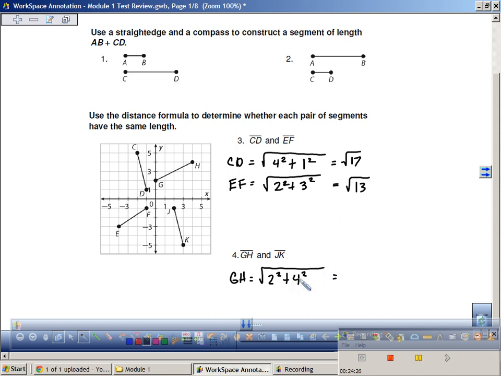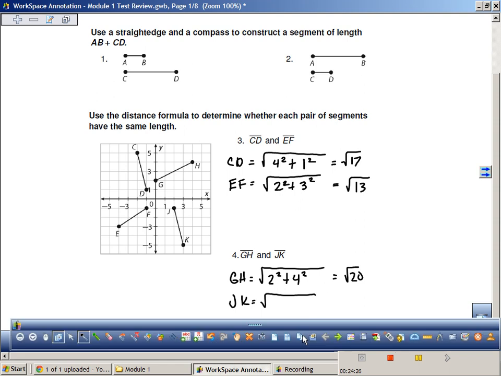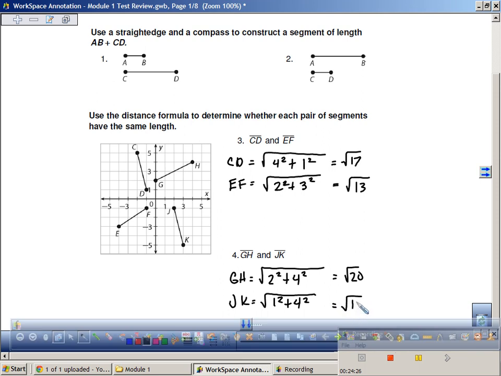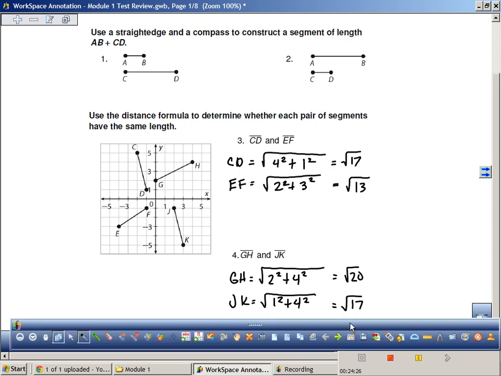Yeah? Okay. So 16 plus 4 is 20. What about JK? One squared and 4 squared. We already did that one, right? That's 17. So are they the same length? Nope. So neither one of them have the same length.